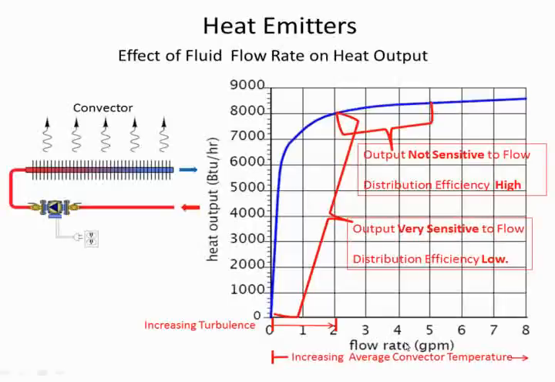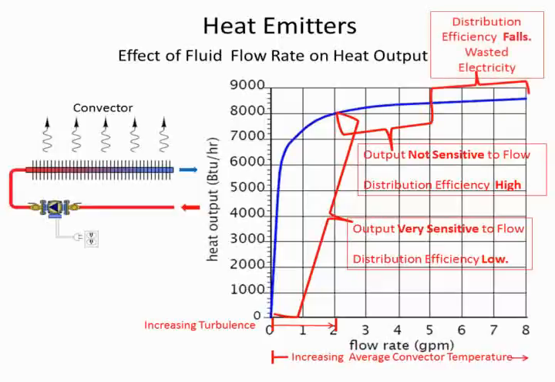And then you can see here that as we increase from 5 GPM to 6 GPM and on to 8 as an example, we get very small increases in heat output. So it really doesn't appreciably change the effective output of our heat emitter by increasing our pumping, and as a result, we call this part of the curve the wasted electricity side of it, where distribution efficiency falls off quite quickly.